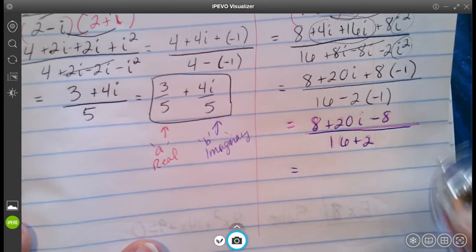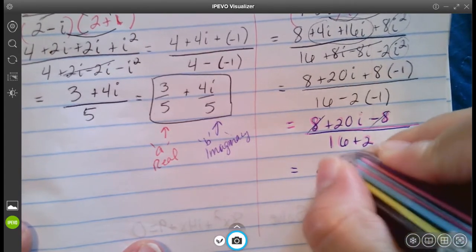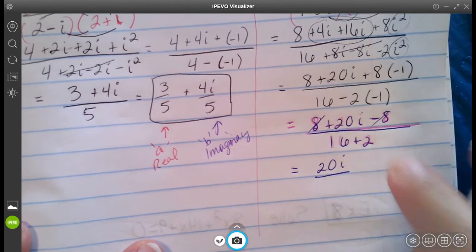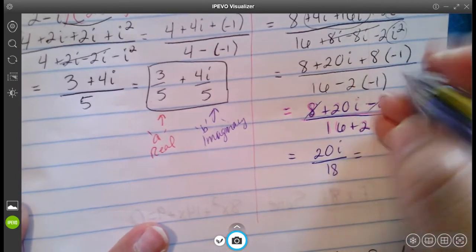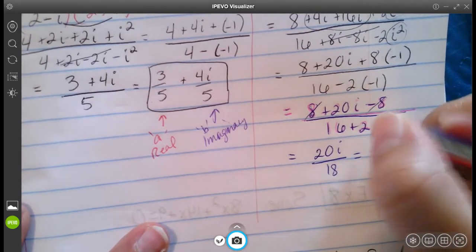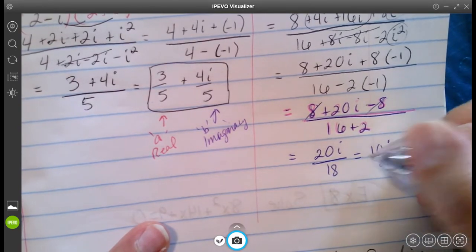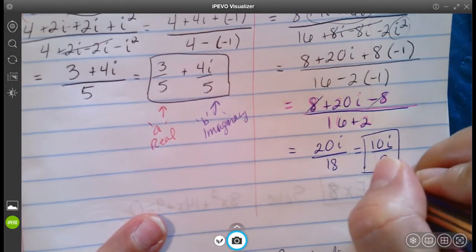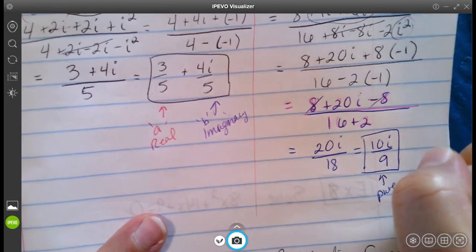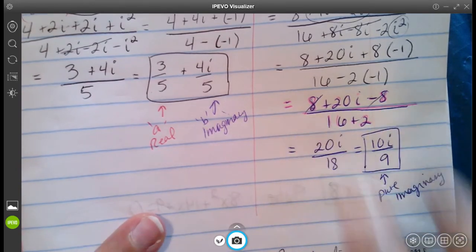And then in our next step, we can combine the 8s. You can see that the 8s are going to come out to 0. So we're left with 20i over 16 plus 2, which is 18, which can be simplified by 2. So that's going to be 10i over 9. And that's it for this one. You can see that we don't have a real part for this one, so this would just be a pure imaginary number, since the real part canceled out and came out to 0.